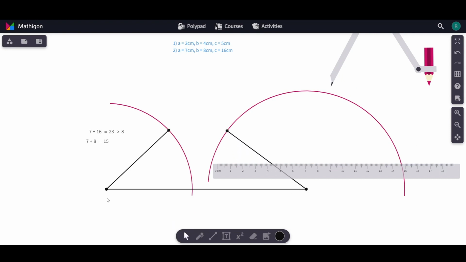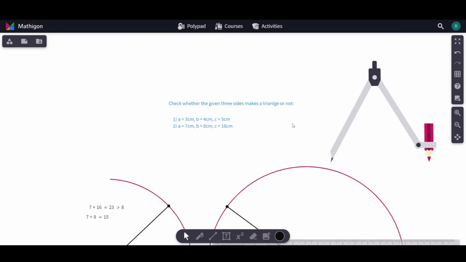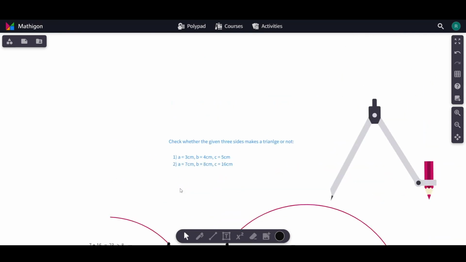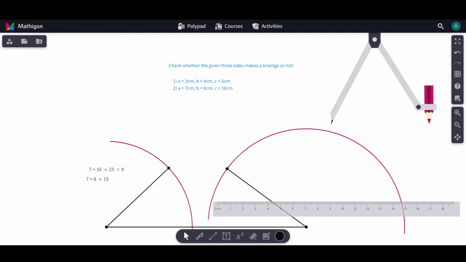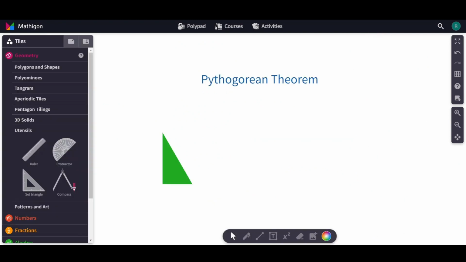So thanks for listening. Now I'm going to be talking about the Pythagorean theorem, which is also about the relation of the sides of a triangle. So hello again. Now I will talk about the Pythagorean theorem. But before talking about this, we have a triangle here.